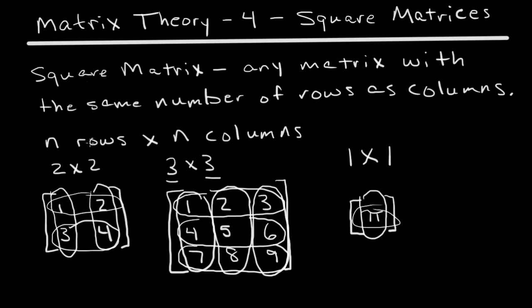Now, when we say an n row by n column, we can also say an order n square matrix. So if we say that a matrix has order n, that means it has n rows and it has n columns. So for example, this one over here, this is going to be an order 2 square matrix. Right here, this is going to be an order 3 square matrix. And right here, this is going to be an order 1 square matrix.